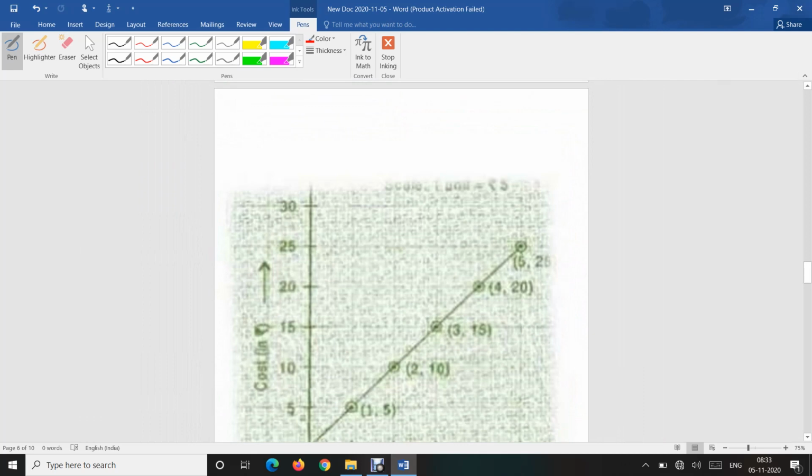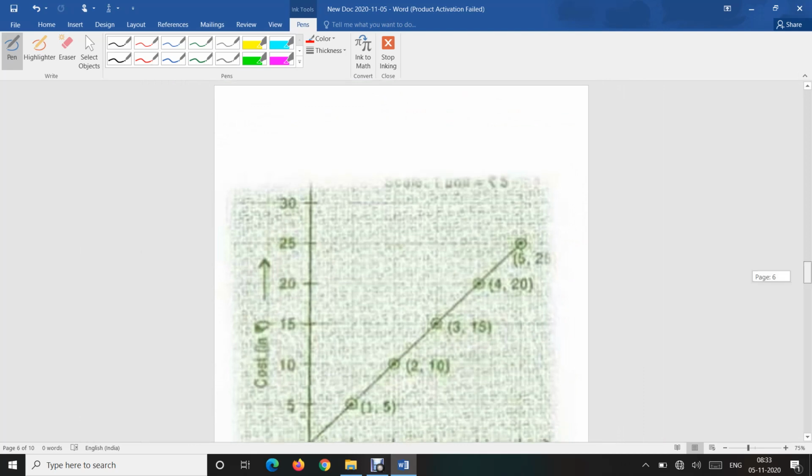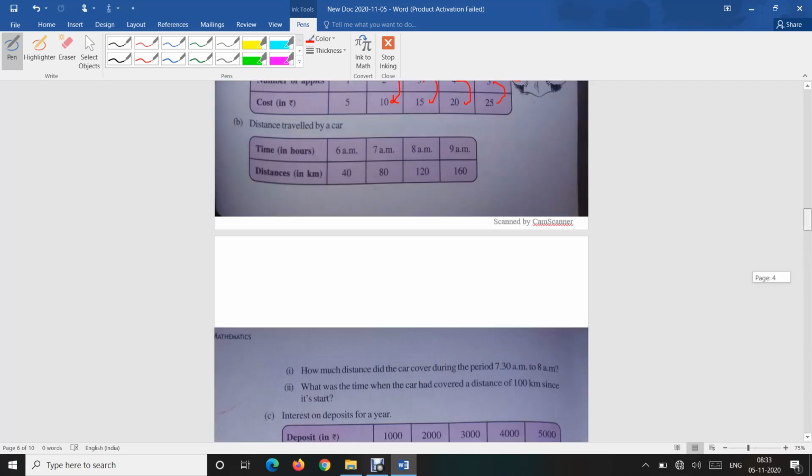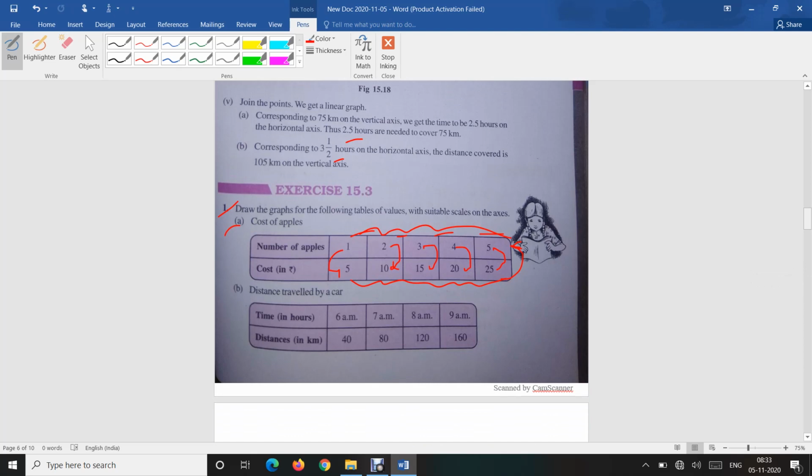This is the graph for the first part, number of apples and the cost of the apples. First of all, you have to choose the scale according to the data. So for that you have to take a look at the data. Number of apples are 1, 2, 3, 4, 5 and cost is 5, 10, 15, 20, 25.